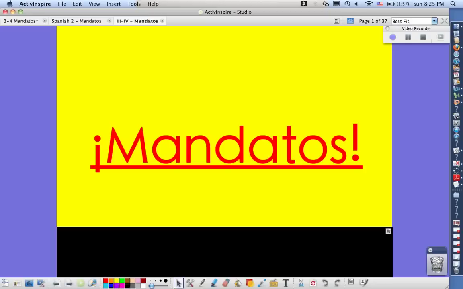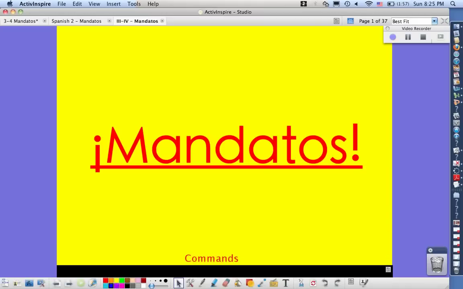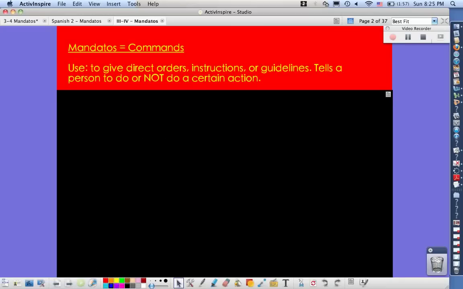Today we're going to be taking a look at mandatos. Mandatos, some of you have seen before, are known as commands. These mandatos are used to give orders, instructions, or guidelines. They'll tell a person what to do or not to do. These are oftentimes used in instructions on your Spanish assignments.